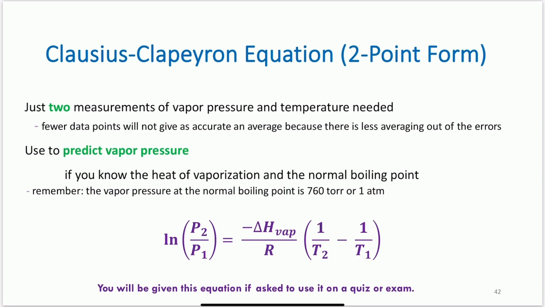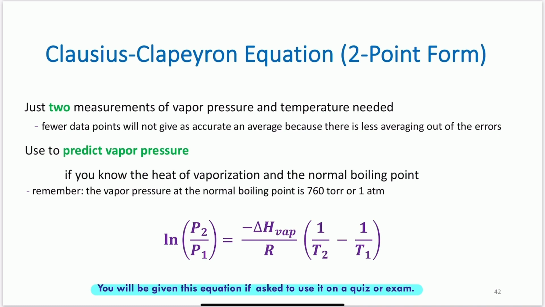Another way we can use this equation is the 2.4. You will be given this equation if you're asked to use it on a quiz or exam. I do not expect you to memorize this specific equation. But just 2 measurements of vapor pressure and temperature are needed to use this equation. Fewer data points won't give us as accurate of an average because there's less averaging out of the errors, but we can still use it.